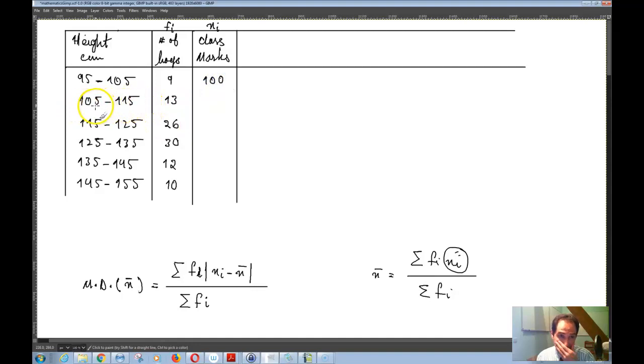115 plus 105 is equal to 220, I suppose. 115 plus 105, 220. So that's 110, right? Half of that is 110. So that's 100, 110.